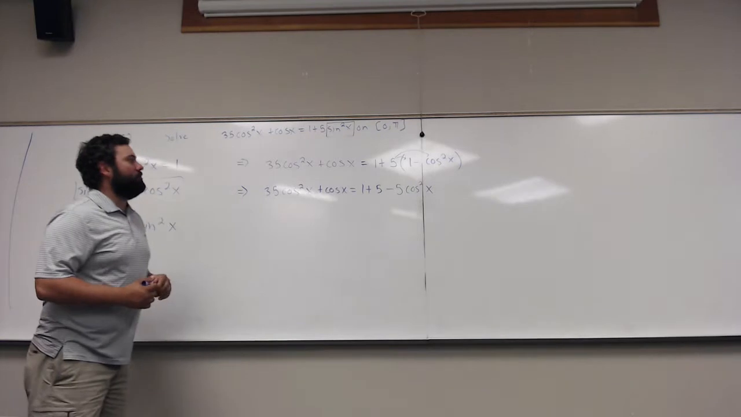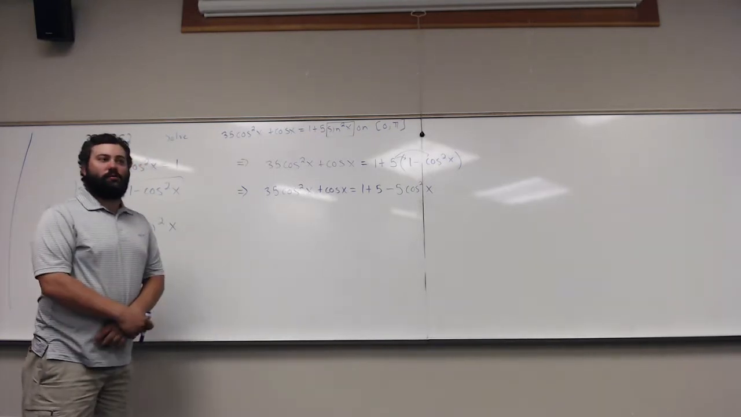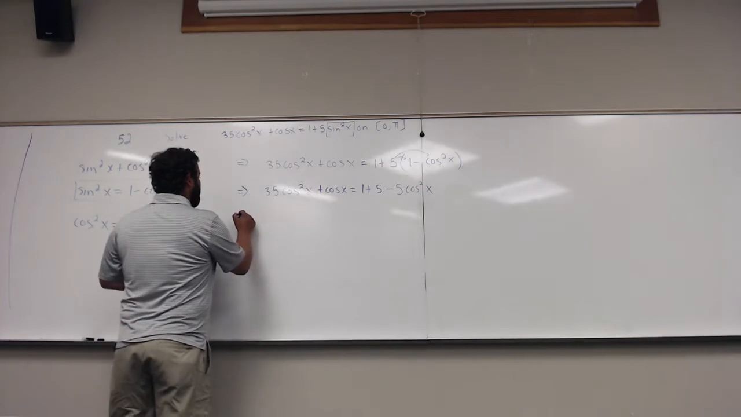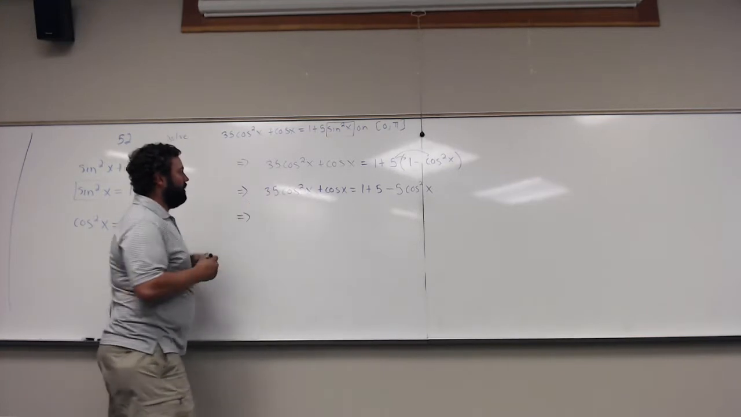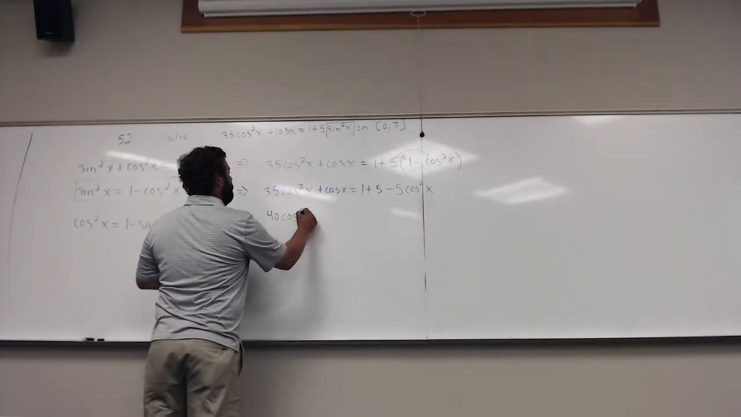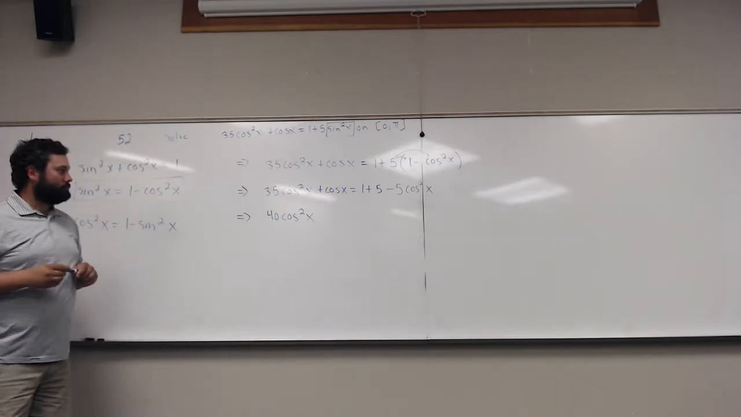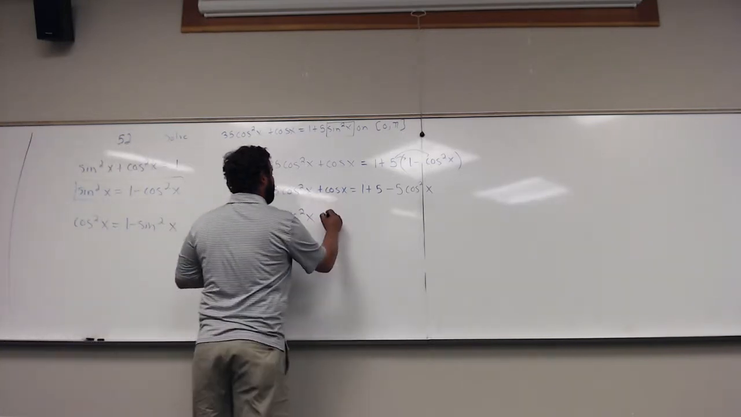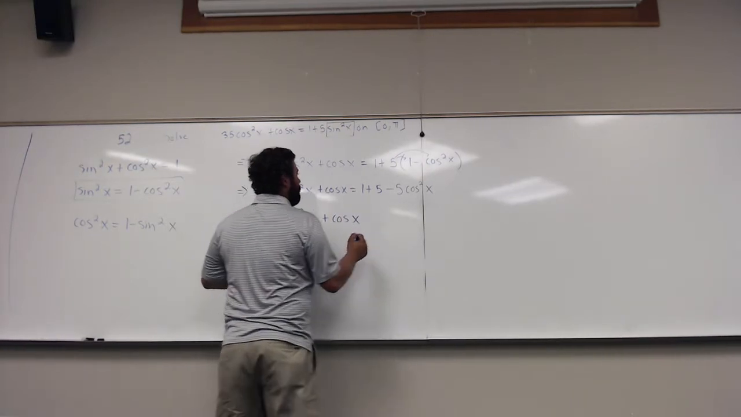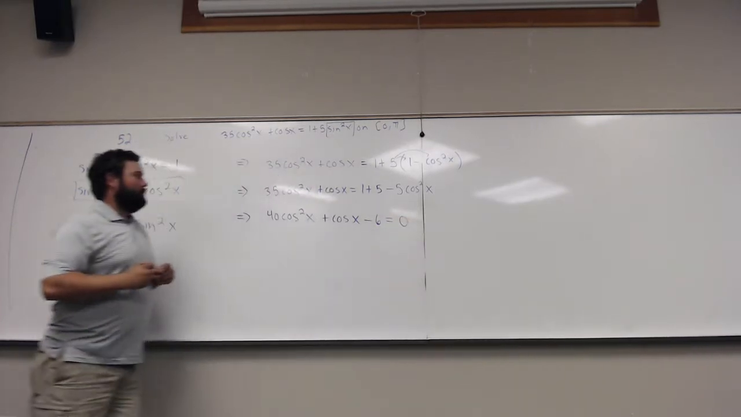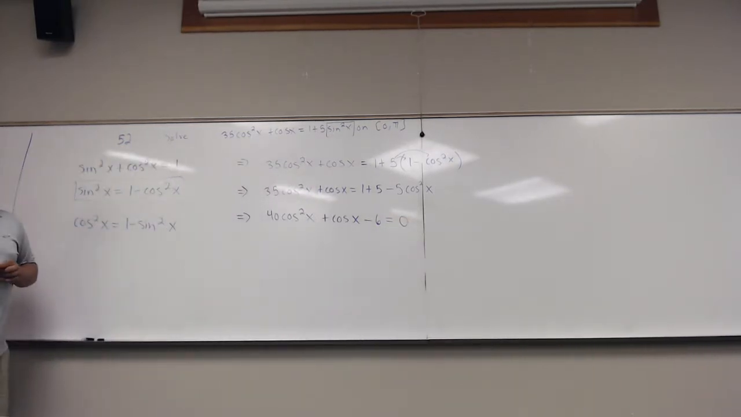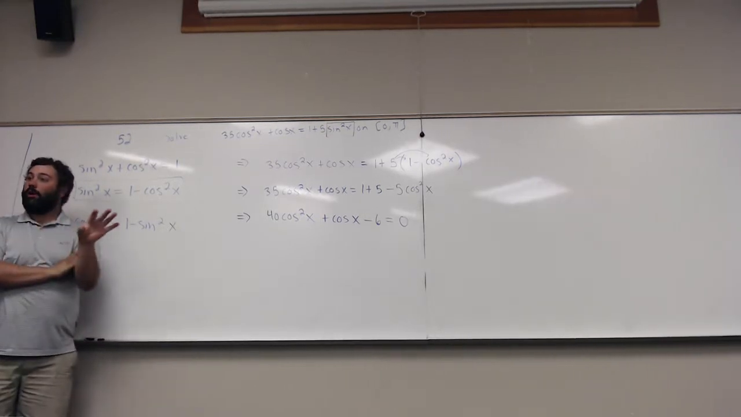So again, my first goal is to only have cosines appear in this equation. Now I can move everything to the left, so I add 5 cosine squared to the 35 cosine squared to get 40 cosine squared x. I still have the plus cosine of x. And then 1 plus 5 gives me 6, which can be subtracted to the left. So you end up with 40 cosine squared plus cosine minus 6 equals 0. Okay, so that's the first part.